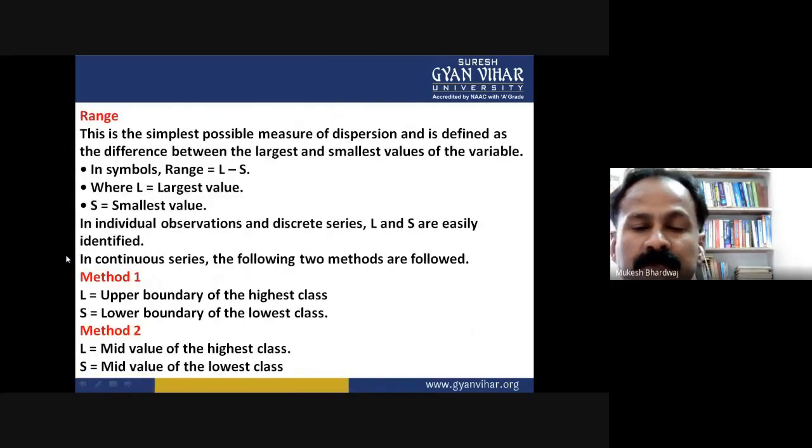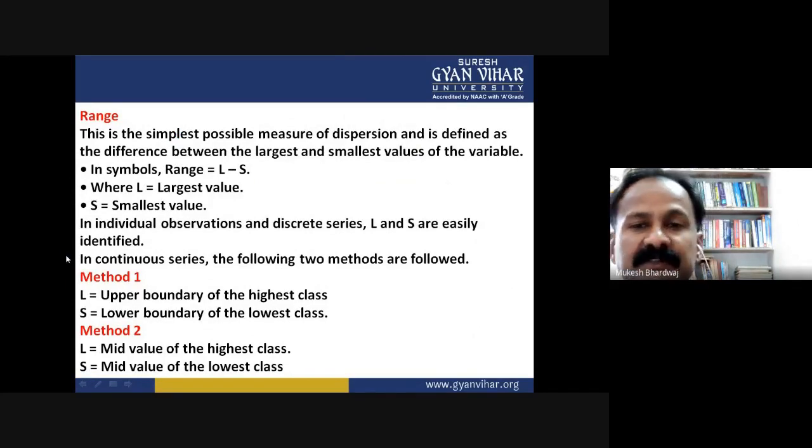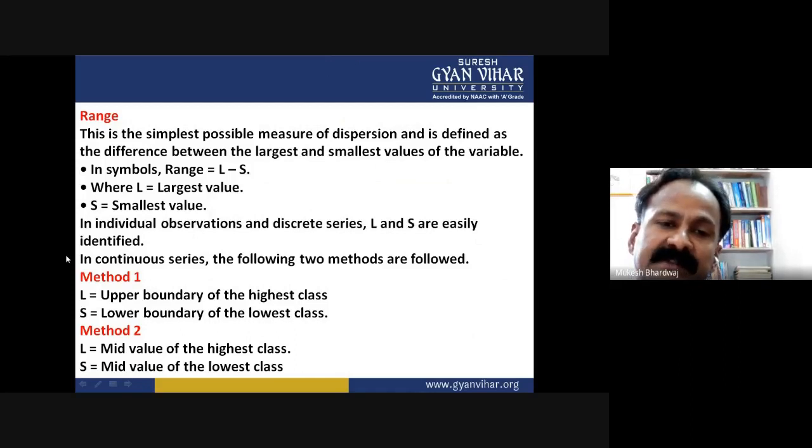Now, the first measure of dispersion, that is range. It is the simplest possible measure of dispersion and is defined as the difference between the largest and the smallest values of the variable. In symbols, range is written as largest minus smallest. In individual observations and discrete series, largest and smallest are easily identified. In continuous series, the following two methods are followed.